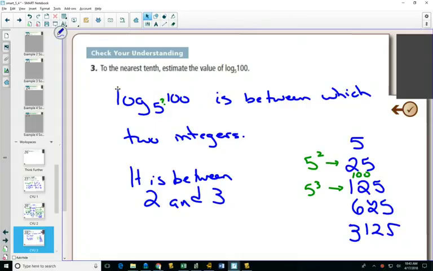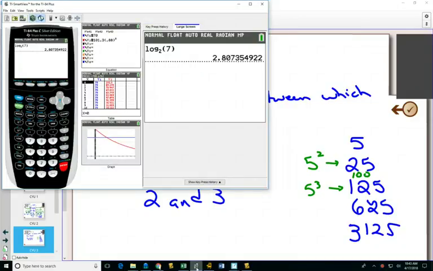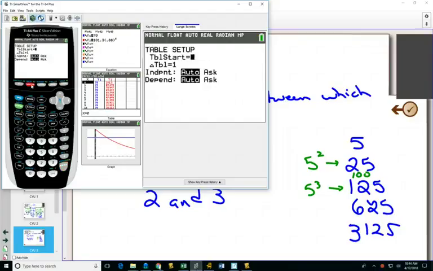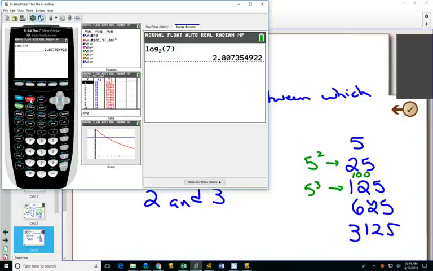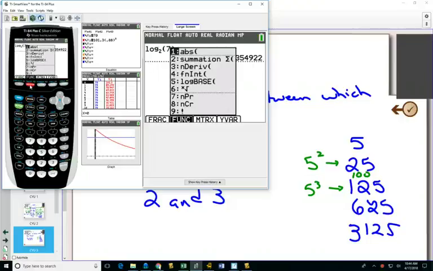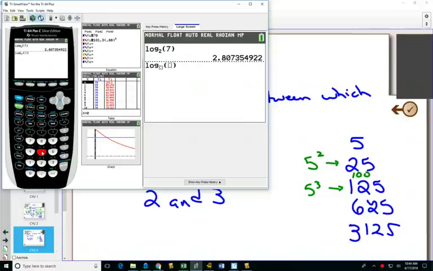And then if you want to check it on your calculator, and here is where, if you can use that log base button, log base 5 of 100, it's 2.86. So to the nearest tenth would be 2.9.